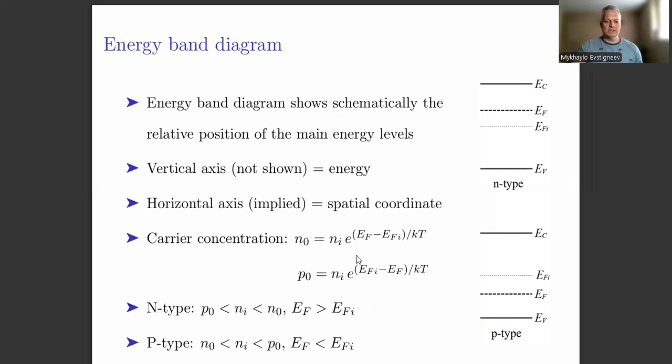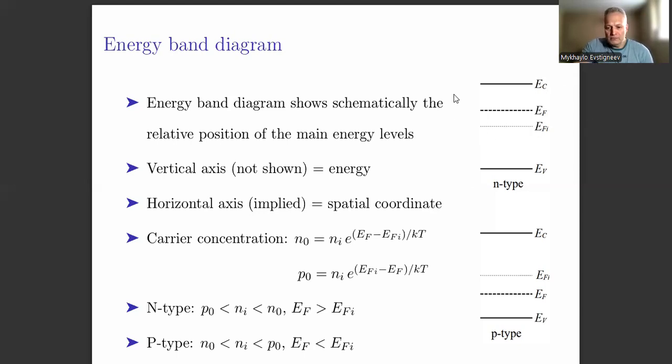And here is the last slide. Energy band diagrams. Energy band diagrams are a schematic way of showing the important energy levels in the semiconductor. And for now, the most important energy levels are the energies at the band edges, Ec, Ev, the Fermi energy, which may be in the upper half of the band gap or in the lower half of the band gap, depending on the type of the semiconductor, and the intrinsic Fermi energy.